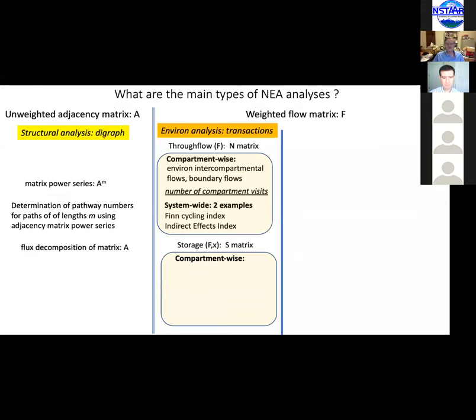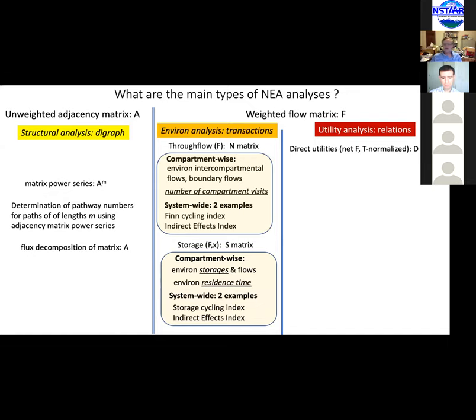For the storage, you need the flow matrix and the compartment vector as well. And with that, in addition to the environment flows, you can get the storages, and you can also get residence time. And also you can get system-wide measures from that as well.